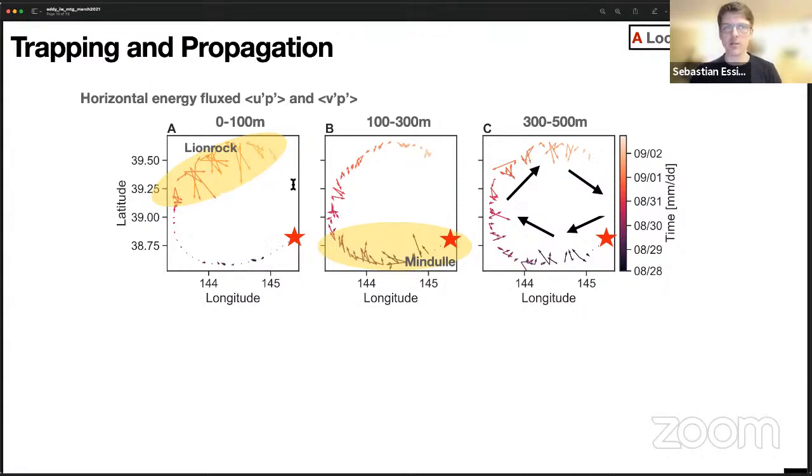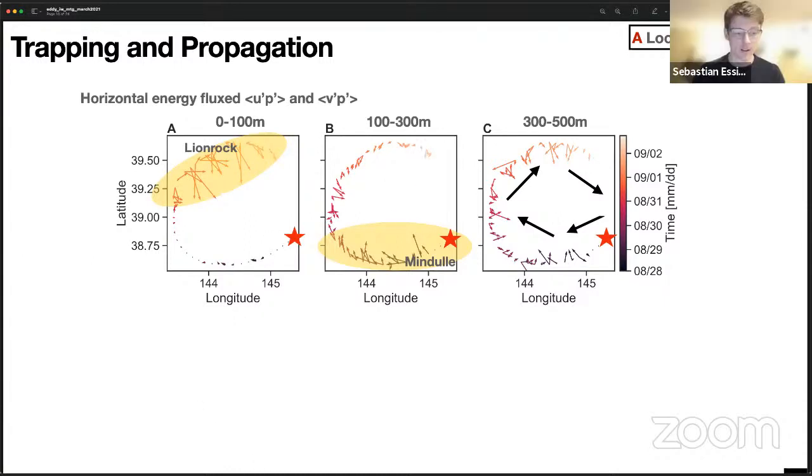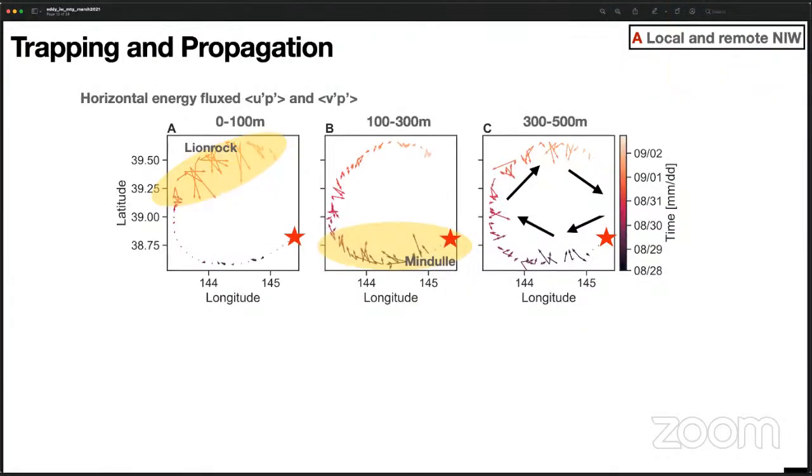Most of the energy... Sorry, you freeze sometimes. Maybe you want to turn off your camera, then it's better while you speak. Sure. Sorry for the interruption. No, that's okay.